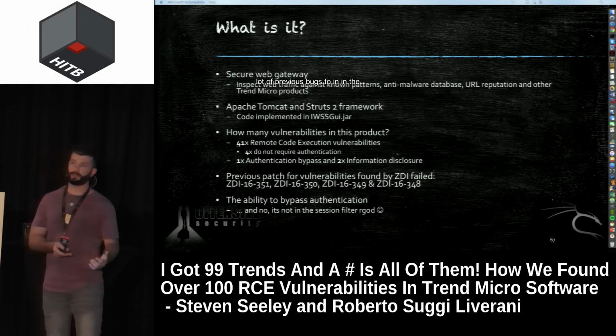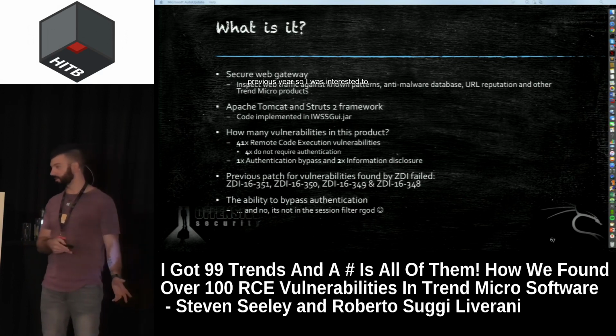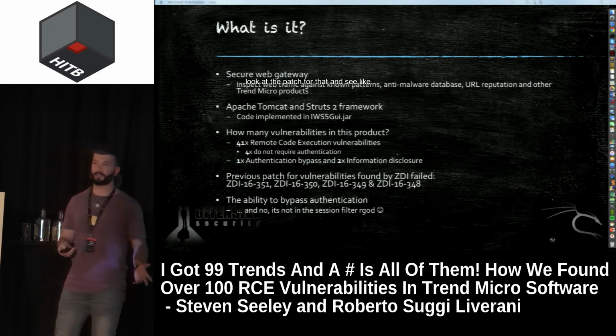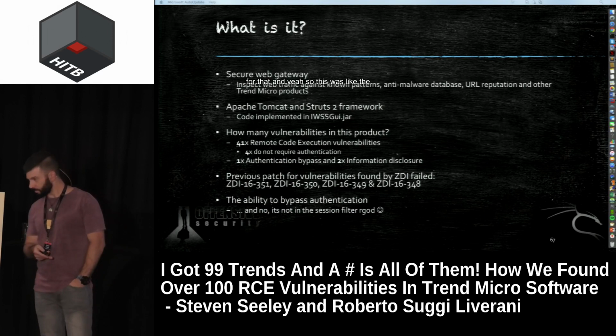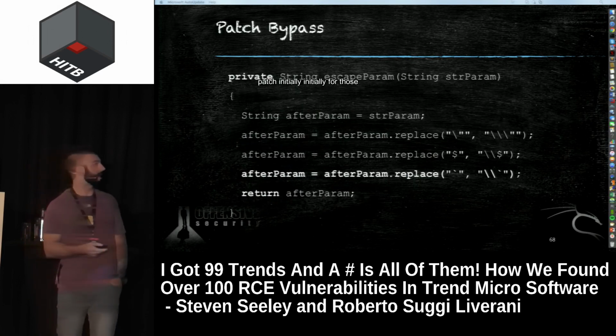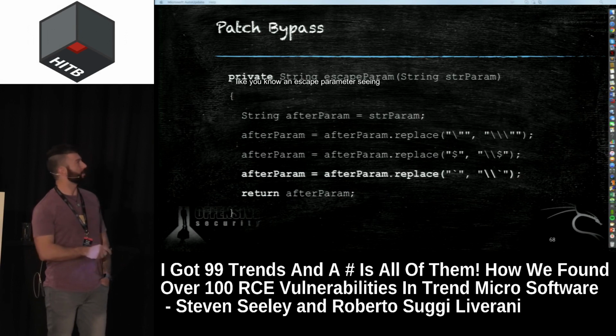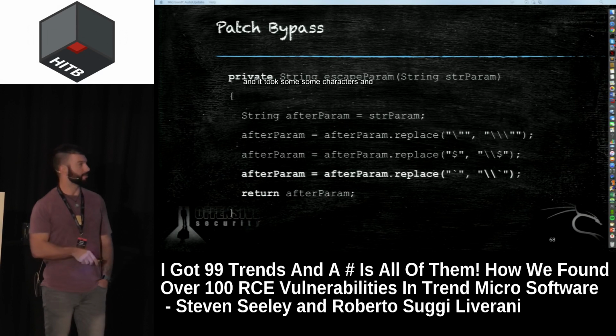A lot of bugs in the previous year were found in this, or at least some of them were found in the previous year. So I was interested to look at the patch for that and see how we could maybe bypass the patch. This was the patch initially for those previous RCE vulnerabilities. It was an escape parameter thing, and it took some characters and then tried to escape them.